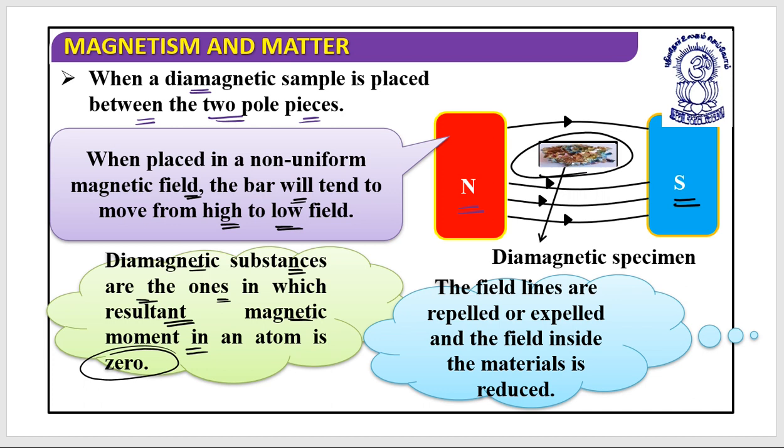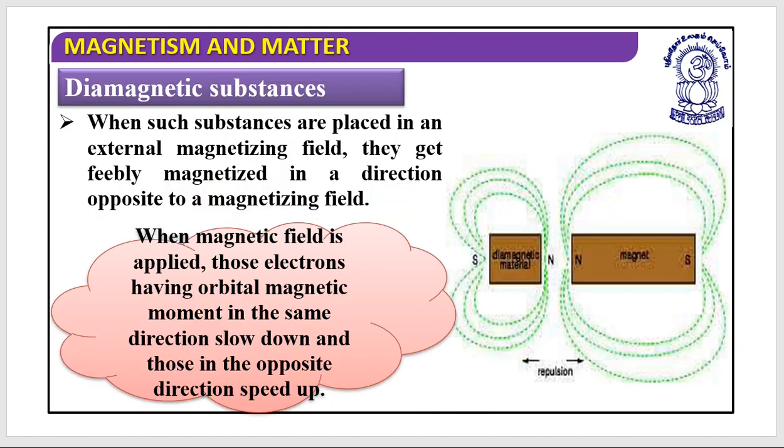And one more thing, the field lines are repelled or expelled, and the field inside the material is reduced. Is that clear? Great. So these are the diamagnetic substances. When such substances are placed in an external magnetizing field, they get feebly magnetized in a direction opposite to the magnetizing field that we discussed.